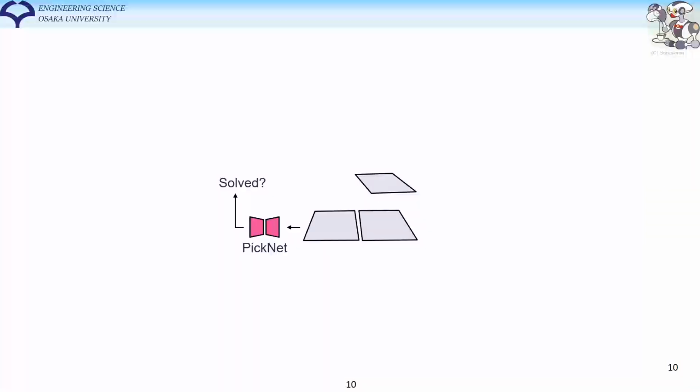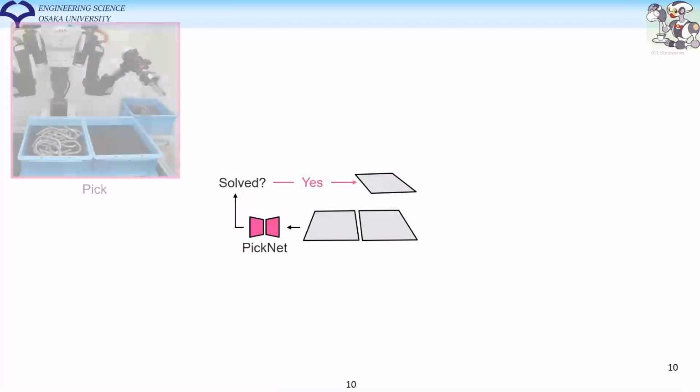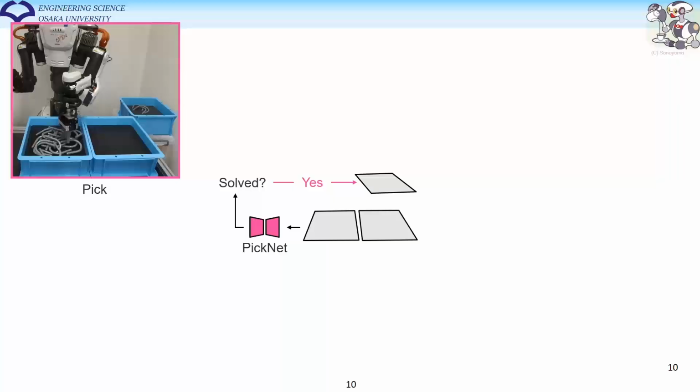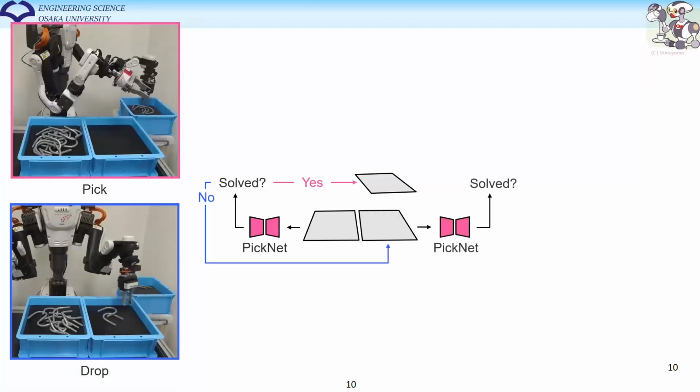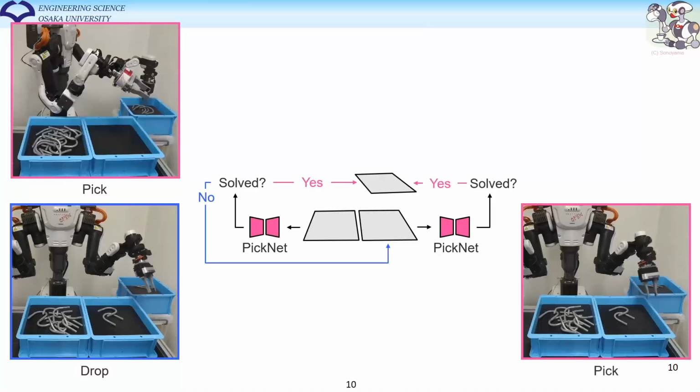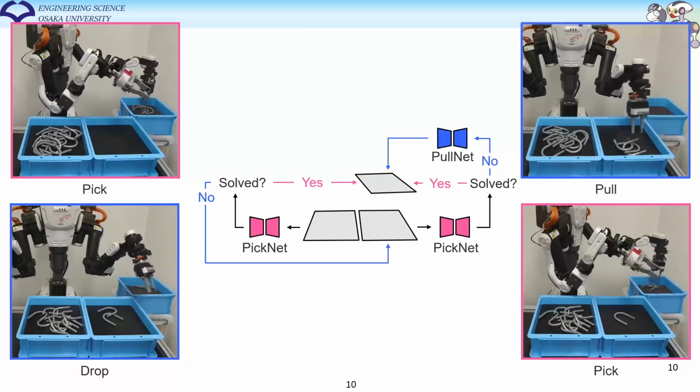Then if it finds that entanglement doesn't occur, the part is moved to the goal bin. And if not, we temporarily put it into the temporary bin, and then pick once again. In this case, if the entanglement is solved, we move it to the goal bin. And if not, we use the neural network PULNet to actively disentangle the tangled object.